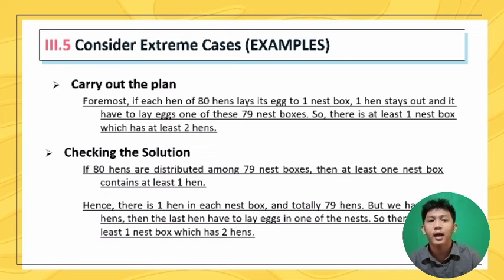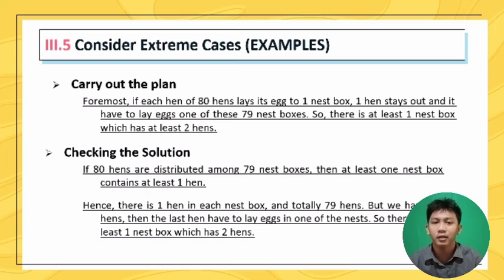Diba merong 80 hens pero 79 nest boxes lang. Pag ang 79 na hens na yon mag-lay ng kanilang eggs through to the 79 nest boxes, meron matitirang isa. Then ang isang yon kailangan mag-lay ng eggs sa 79 nest boxes na napangitlugan na ng hens kanina. So, meron isang nest box na magkakaroon ng 2 hens.